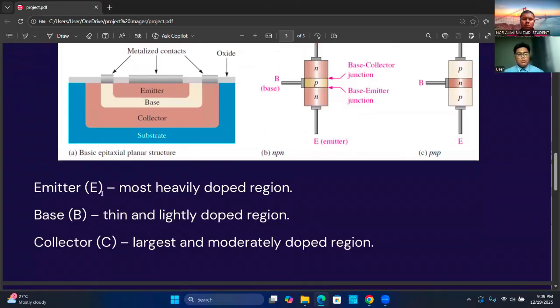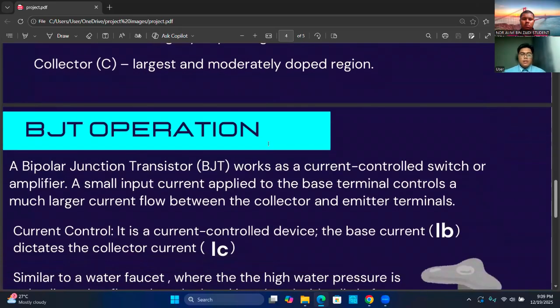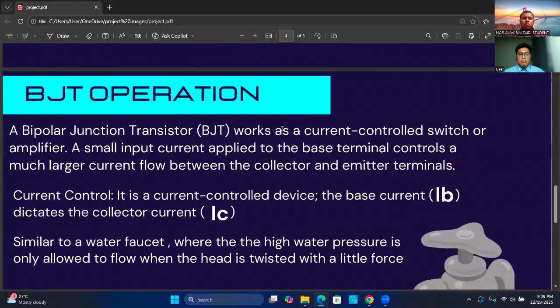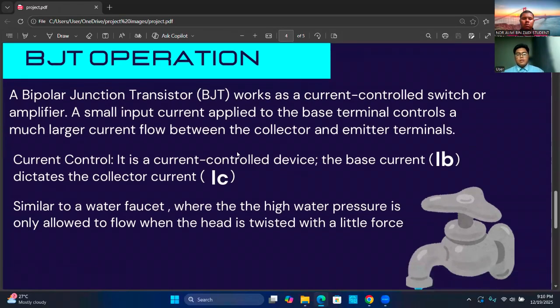Furthermore, we must also know that the emitter is the most heavily doped region, while the base is a thin and lightly doped region. The collector is the largest and moderately doped region. The BJT operates by acting as a current control switch or an amplifier. It takes a small input current at the base terminal to control a much larger current between the collector and emitter terminals. As you can see, the base current dictates the collector current that is able to flow through.